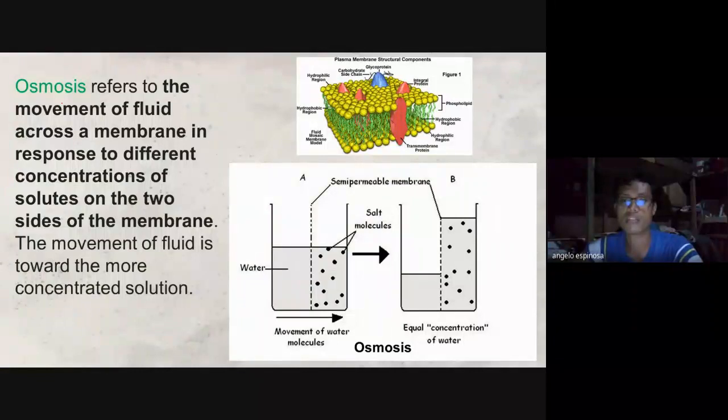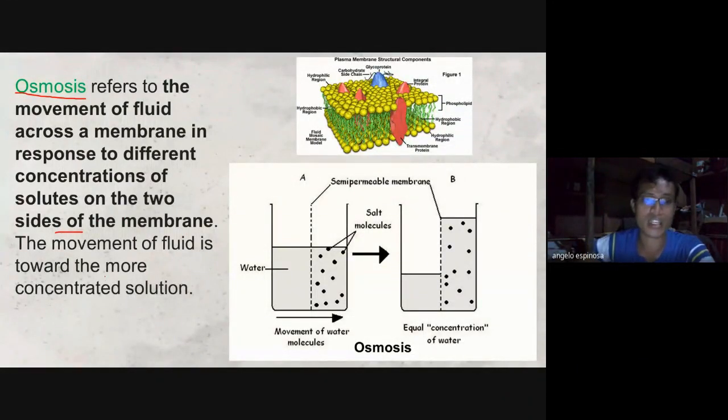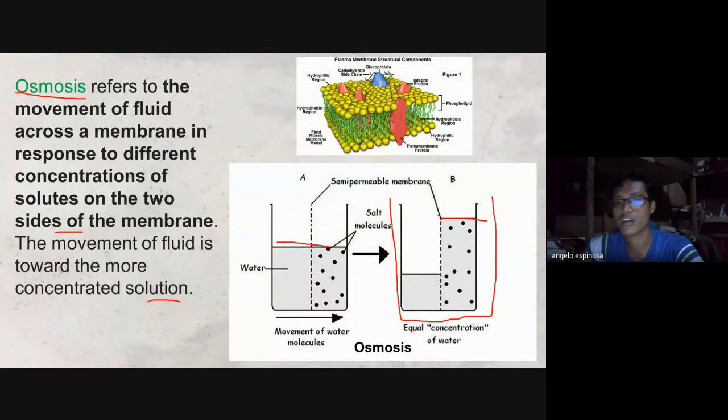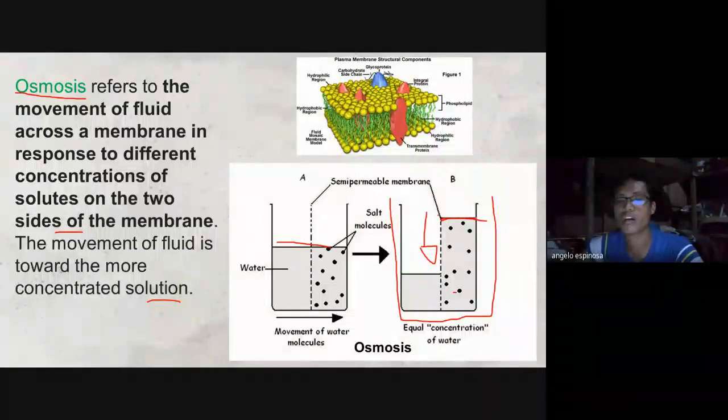Pag sinabi mo naman osmosis, there's a need of energy. It refers to the movement of fluid across the membrane in response to different concentrations of solutes on the two sides of the membrane. The movement flow of fluid is toward the more concentrated solution. So we have here movements of water to the molecules and equal concentration. So we have example here from water, para dumami yung kabila, yung right side. Yung left side ng concentration ng water na to, they need a higher concentration, or kailangan ng push ng energy ng ATP para mapuno yung right na side.